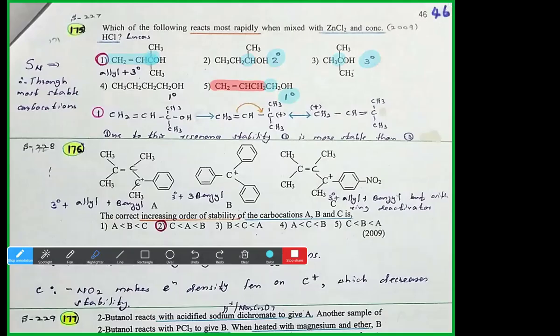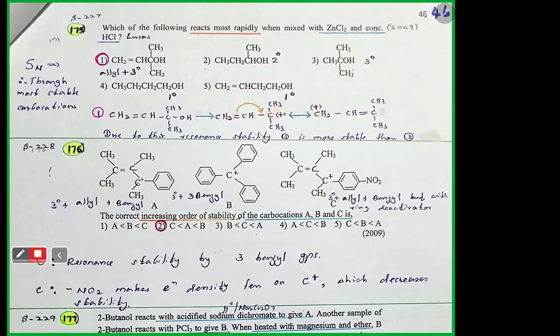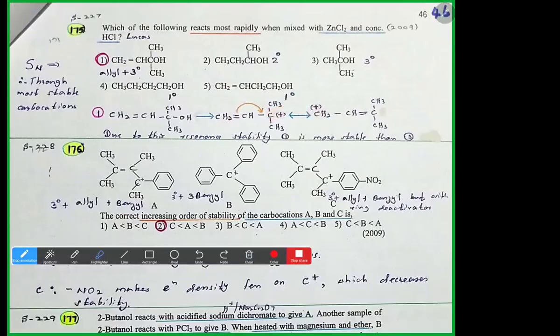I'm showing here how it is going through the resonance. See, the plus charge is moving to make this carbocation more stable. The plus charge is here initially and finally here.